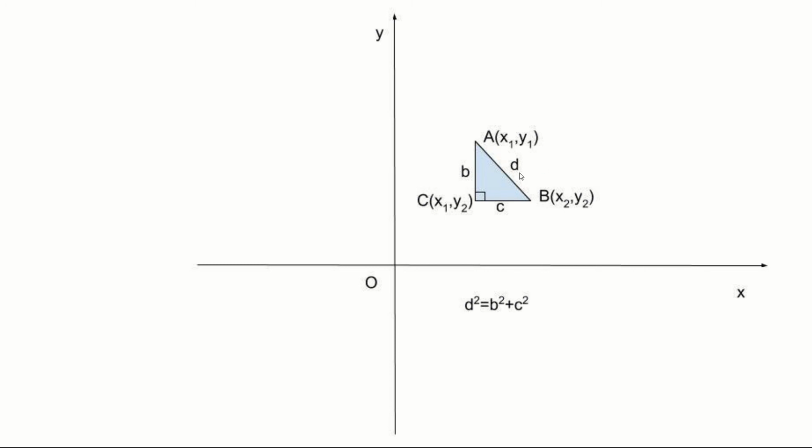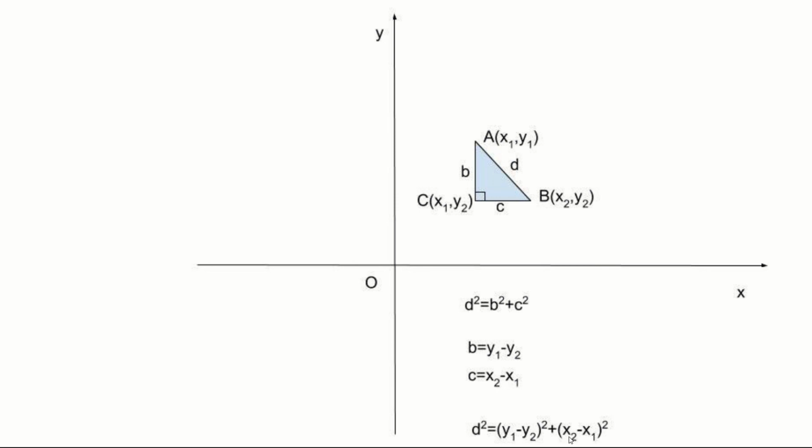Now, if we call this length b and this length c, and apply the Pythagoras theorem, we have d square is equal to b square plus c square, where b is y1 minus y2, and c is x2 minus x1. So if we plug the values of b and c into the Pythagoras theorem equation, we have d is equal to y1 minus y2 square plus x2 minus x1 square.